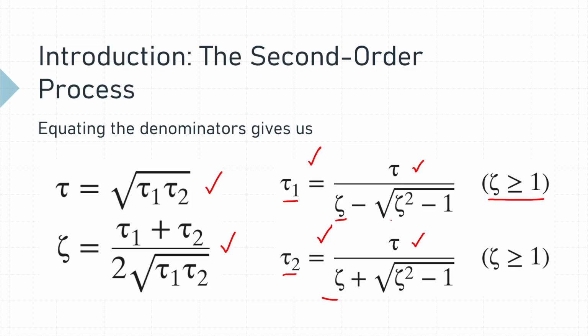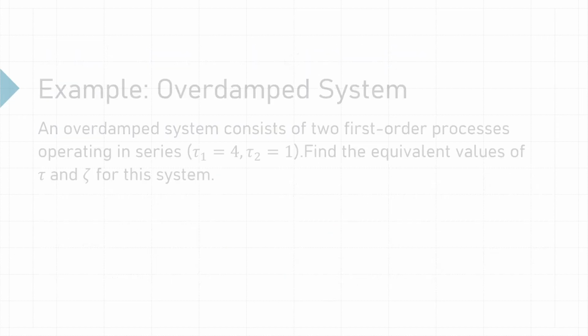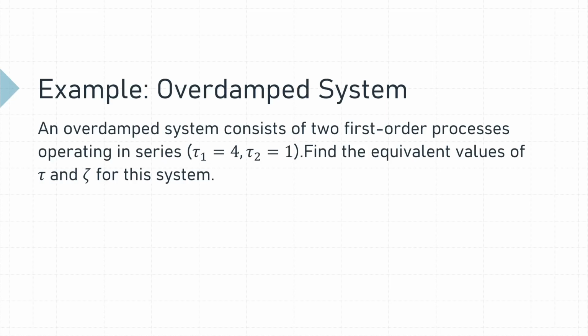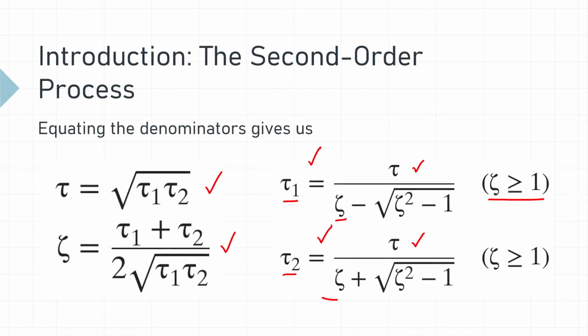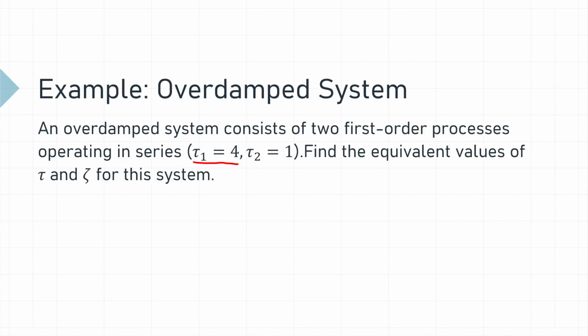That being said, let's try one example. Let's say we have here an overdamped system. Now, an overdamped system consists of two first order processes operating in series, where the first time response, tau1, is equal to 4 and tau2 is equal to 1. If we're asked to find the equivalent values of tau, that's the overall tau, and zeta for this system, we could use the previously given formulae to find these specific values.